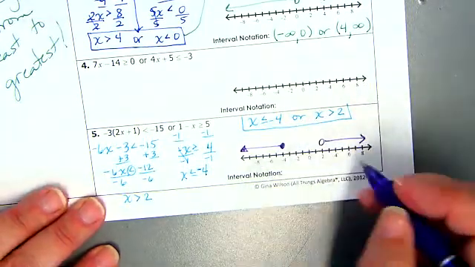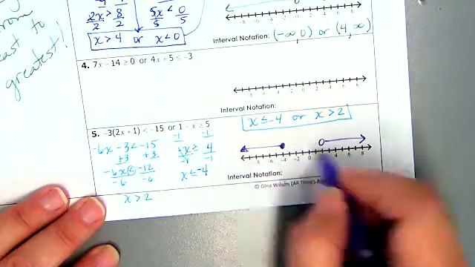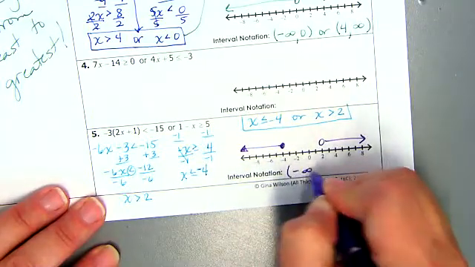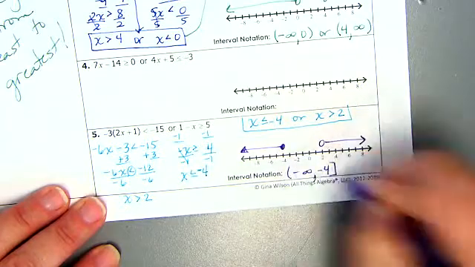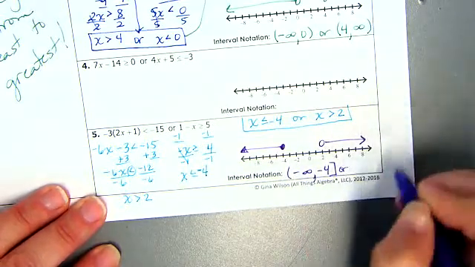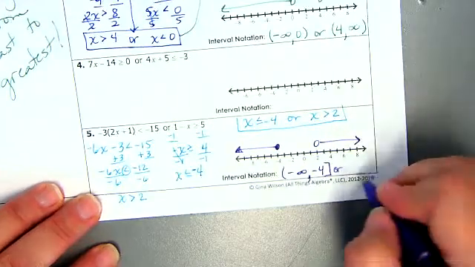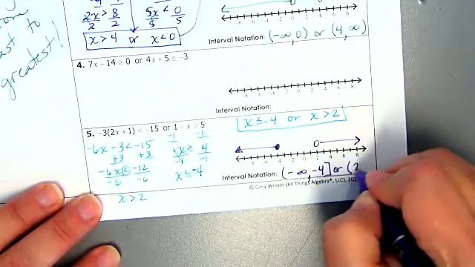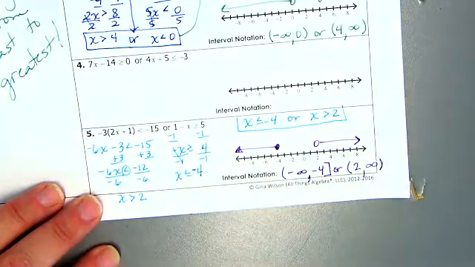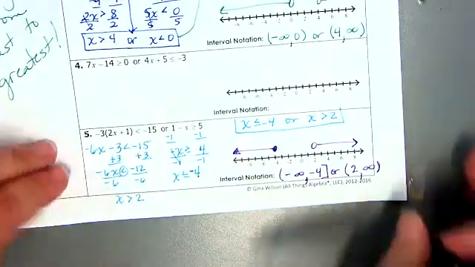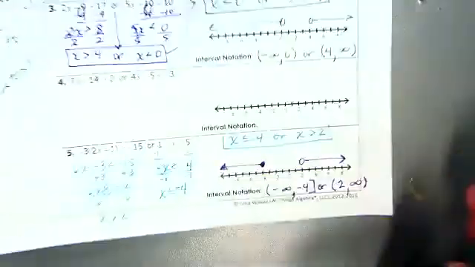So for my interval notation now, since it's negative infinity, it's a parentheses. It's equal to negative 4, so therefore it's going to be negative 4 with a bracket. Or it's open circle, so it's a parentheses at 2, comma, and then it's a positive infinity, and infinity has a parentheses. Okay, that took care of the or statements. Now we're looking at when it's an and statement.